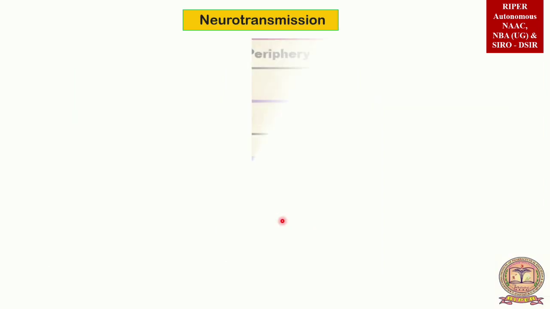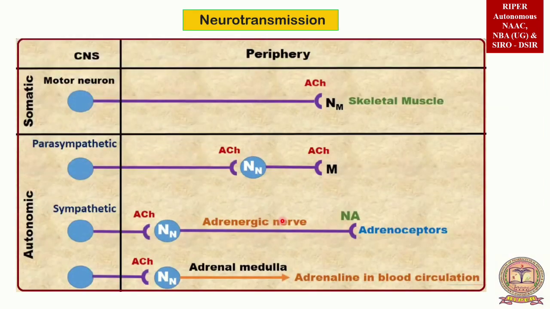Coming to the neurotransmission. Here I will explain in brief about where acetylcholine is released. Mainly acetylcholine works as neurotransmitter in peripheral nervous system. In case of somatic nervous system, acetylcholine is released by the motor neurons at neuromuscular junction, which is present between the motor neuron and the skeletal muscle.